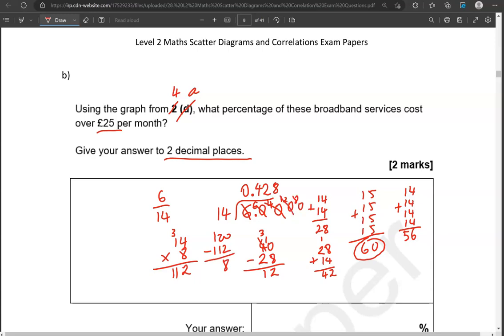Can add a 0. How many 14s into 80? So into 56 we could fit 4. So if I add another 14, get 10 here, 6, 7. So that gives us 70. So 5 lots of 14 gives us 70. 80 take away 70 gives us 10, so 10 remaining here.